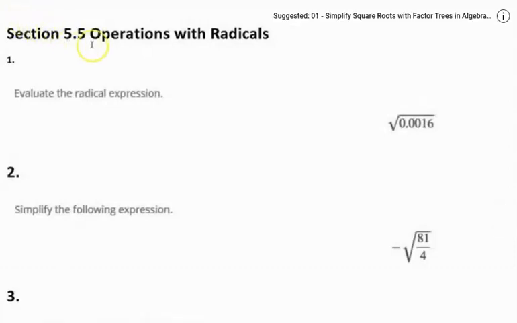In section 5 now of chapter 5, operations with radicals. So keeping our flipped classroom video in mind, now what would this be if we took the square root of 16? That would be 4.